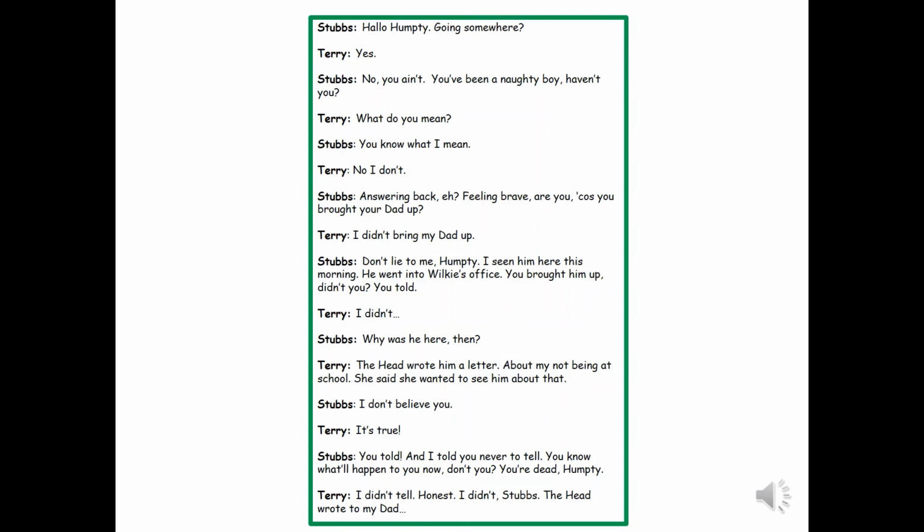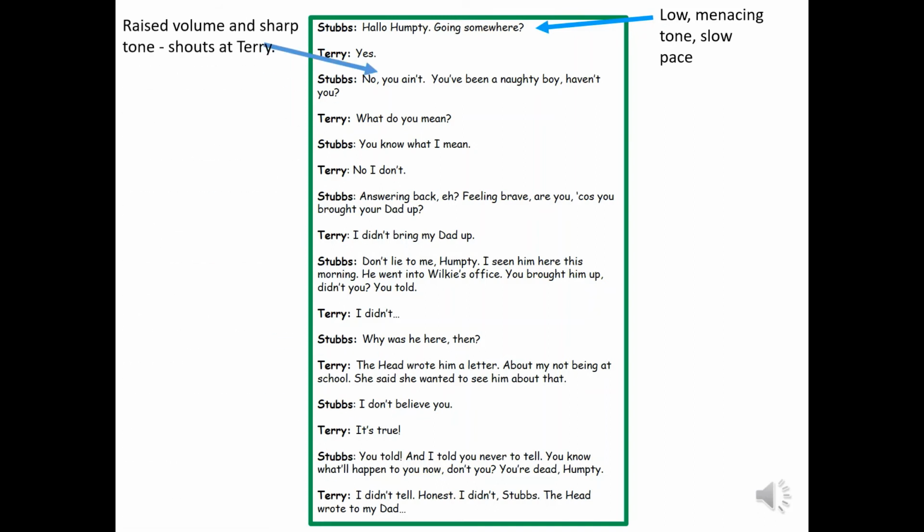So if you were Stubbs, let's say, then you could write for your stage directions for your annotation that Stubbs has a low, menacing tone with a slow pace. Hello, Humpty. Going somewhere? Maybe. Or where he says, no you ain't. So he could have a raised volume and it could be a sharp tone, so no you ain't.